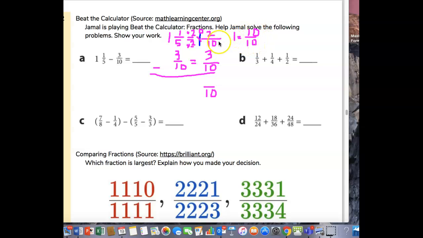So now, because these are the same denominators, we can add 10/10 to 2/10, and we get 12/10. Now our top number is bigger than our bottom number, and we can subtract. 12 take away 3 is 9. Okay, so your first answer here is 9/10. All right, you're going to do the same thing on all the rest of these.